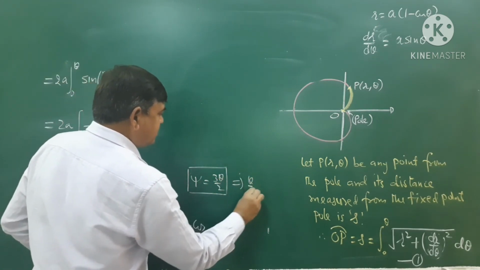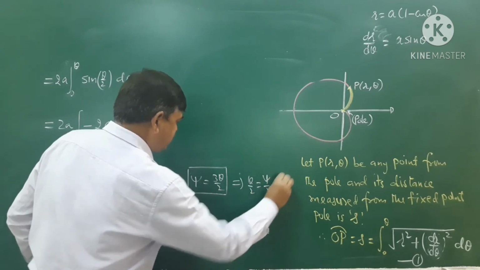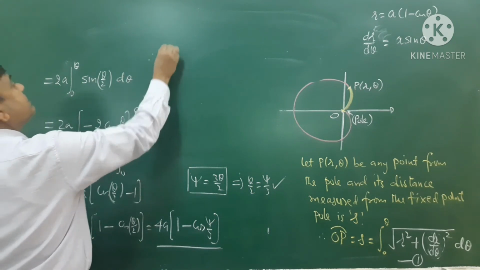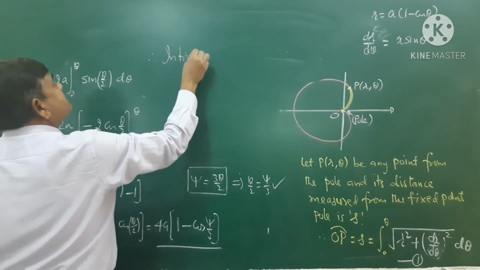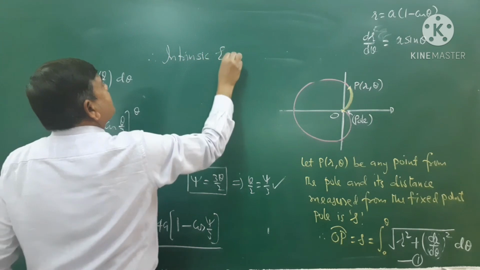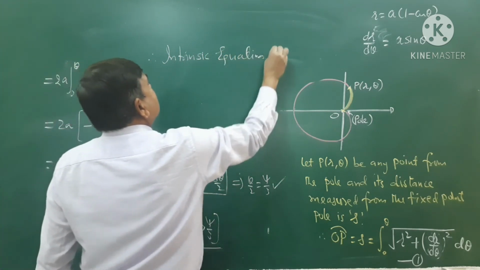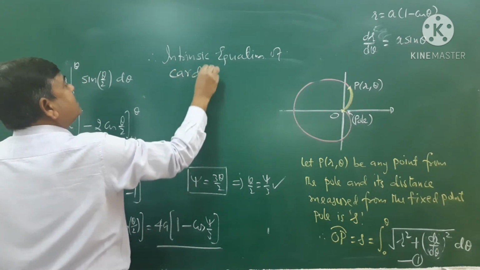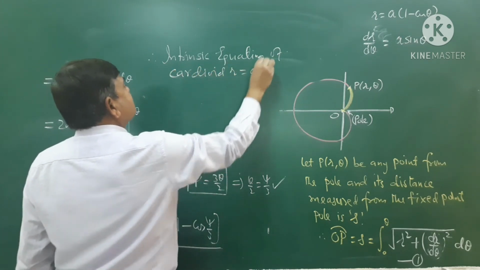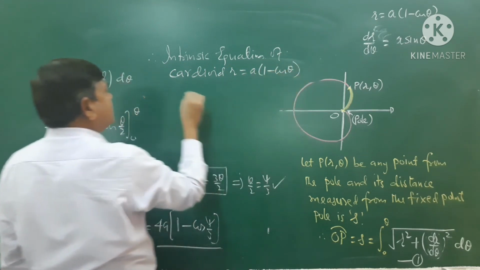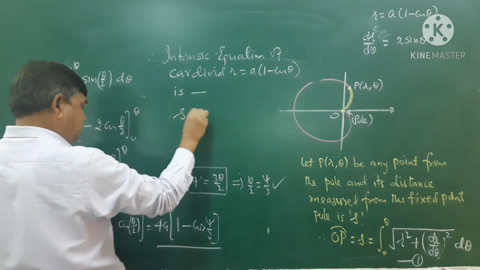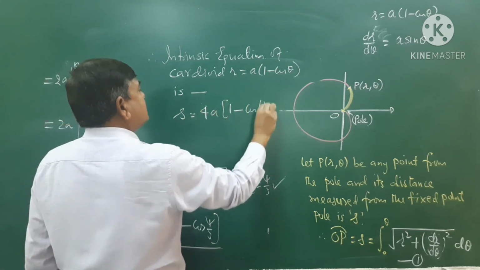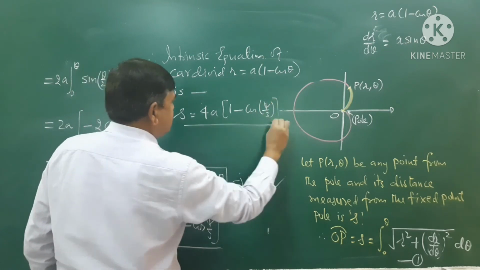And see, theta by 2 is psi by 3. This is cos psi by 3. Therefore, the intrinsic equation of the cardioid r equals a times 1 minus cos theta is s equals 4a times 1 minus cos psi by 3.